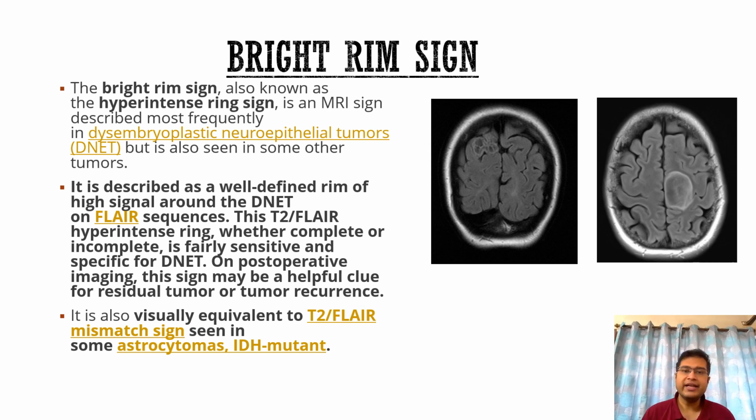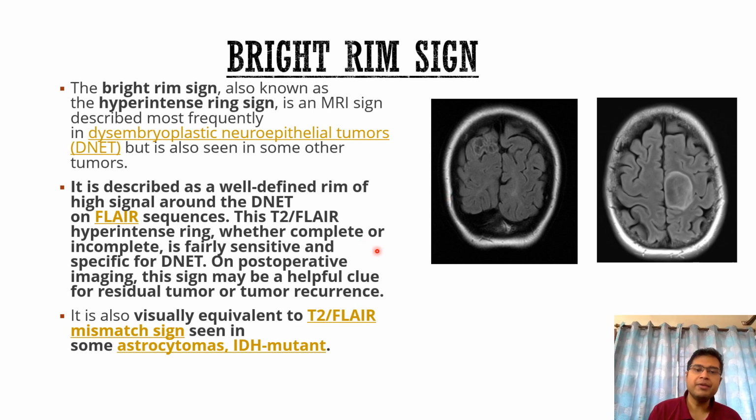Coming to the very characteristic sign which is seen in DNET, that is the bright rim sign. The bright rim sign, also called the hyperintense ring sign, which was seen on the flare images, is described frequently in DNET but can be seen in other tumors as well. So here we can see that the rim of this T2 hyperintense tumor is not suppressed on flare images. It remains hyperintense, giving the bright rim sign which is characteristic for this particular tumor.